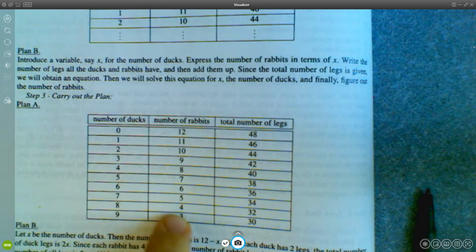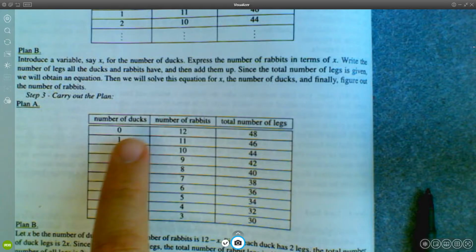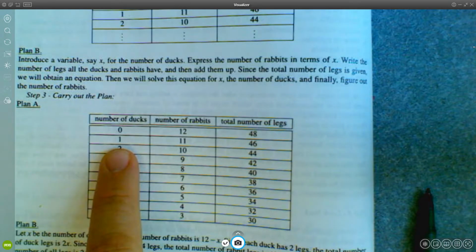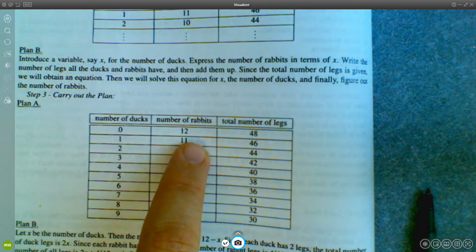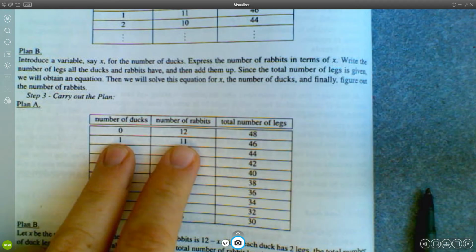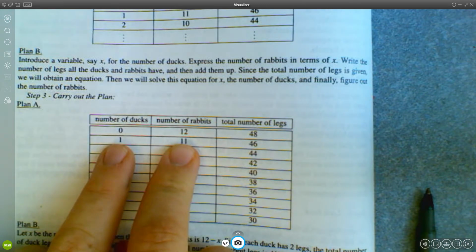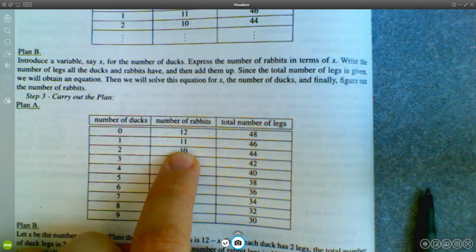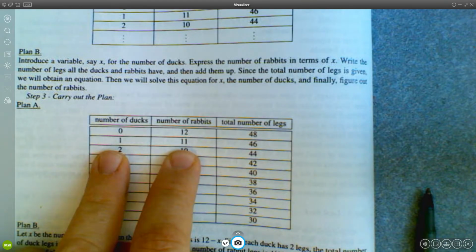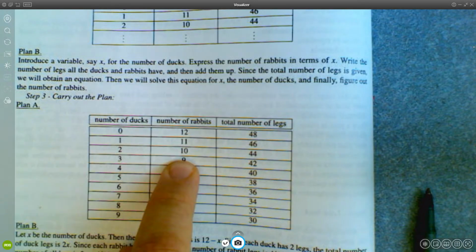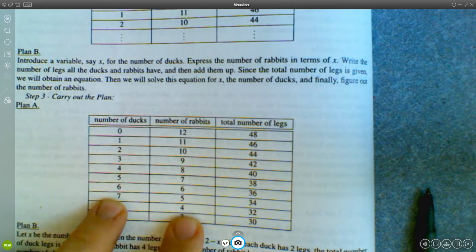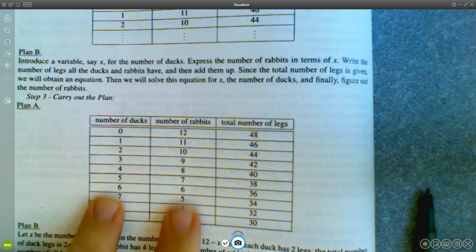Well, I need the total to be 12, right? So if I have x number of ducks and I need the total to be 12, then I should have 12 minus x rabbits. And then you can verify that by looking at your chart. You can say, how many rabbits do I have? Well, I have 12 minus 0. If I have 1 duck, how many rabbits do I have? Well, I have 12 minus 1, which is 11. If I have 2 ducks, I would have 12 minus 2 rabbits. That's 10 rabbits, and so on and so forth. And so you can verify using your chart that yes, that works.